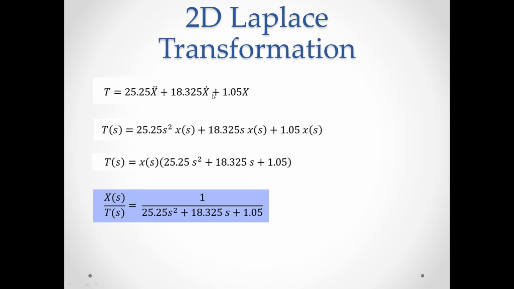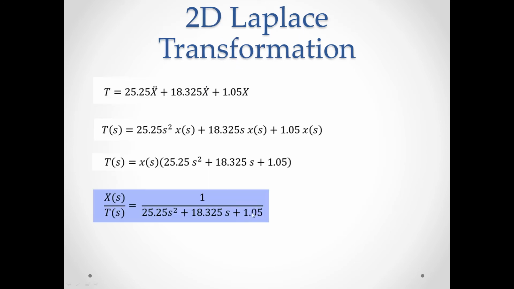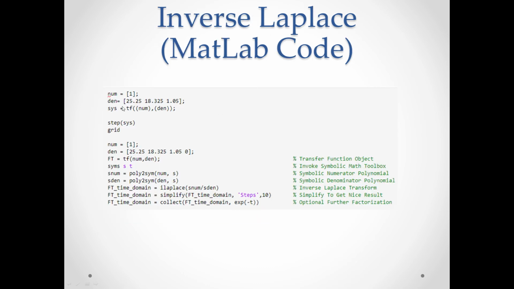Now you take that equation and do the Laplace transformation. So you have your T(s) equals all this mess, and then you take out your X(s), which leaves you with this, and then you move everything around to eventually get this equation. This is kind of important when we get to MATLAB coding. When we get to the inverse Laplace transformation with MATLAB, you take these values right here and input them as your den in your code.